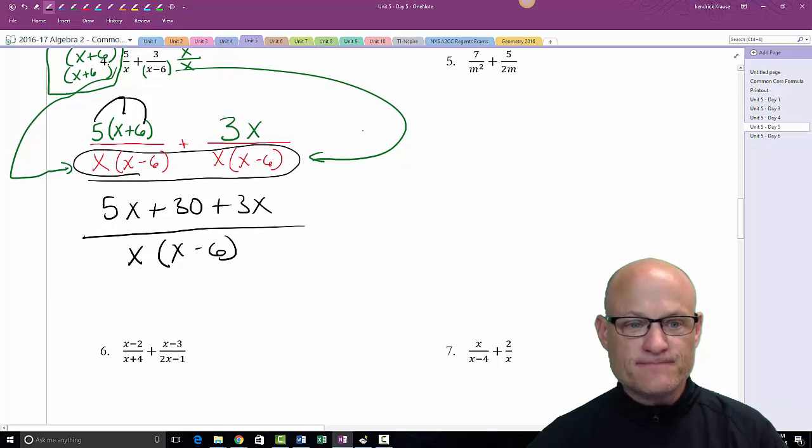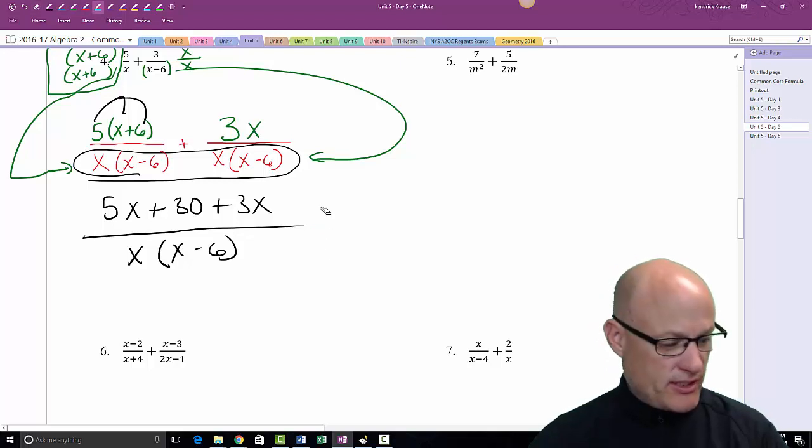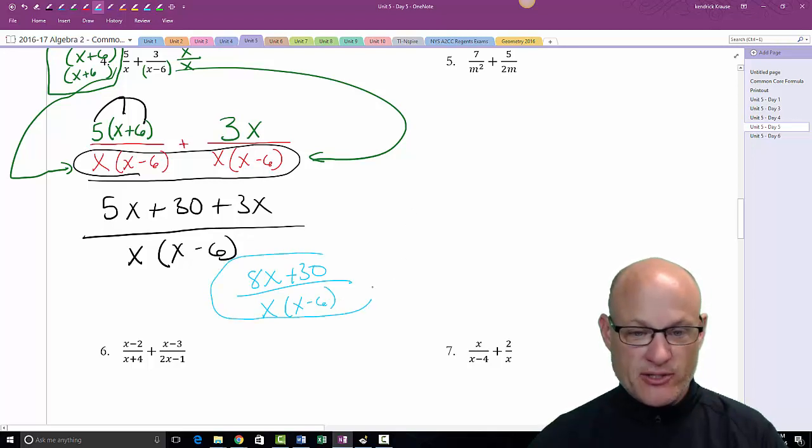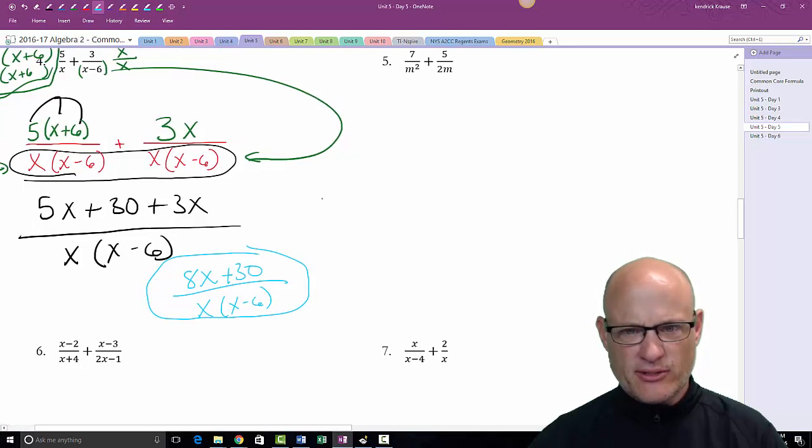Almost done, children. So finally we get equals. I probably shouldn't write equals. There's no equal in this problem. I don't like equals. We'll just write it right underneath: 8x plus 30 all over x times (x minus 6). Could you factor the numerator? Yes. Would it help you in this problem? No. But you probably should look into it.